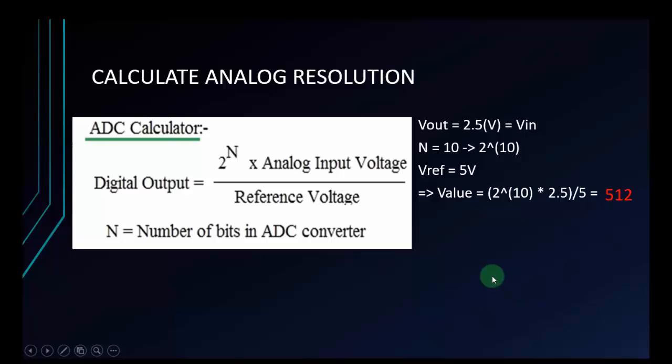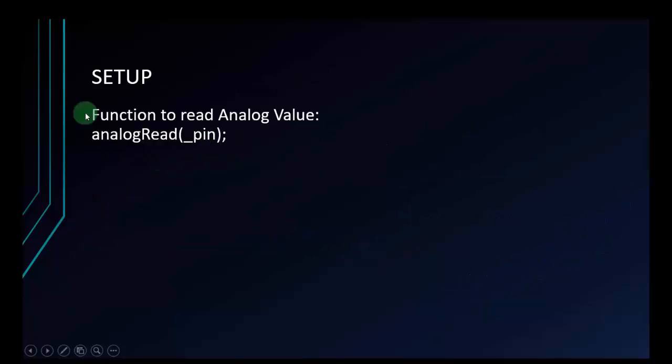When we input 2.5 volts to the Arduino, we can get 512. We have a function to read the analog value. We will use analogRead to read the value from the V-in, and the pin here is the analog pin.